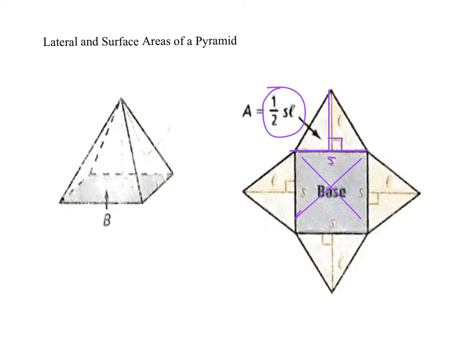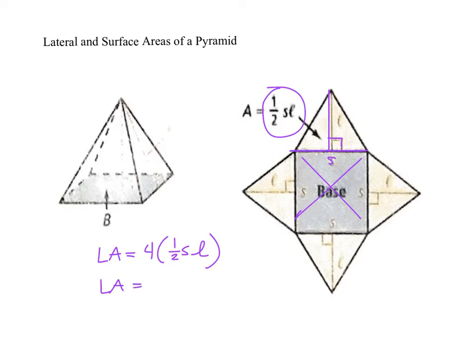So if we take the lateral area, we would be saying 4 of those triangles, 1/2 SL, right? Well, math says that you can use the commutative property of multiplication to change the order that you multiply something in. So let's just rearrange this real fast.